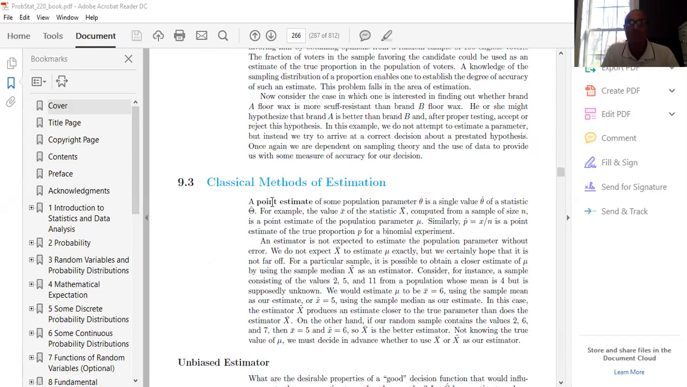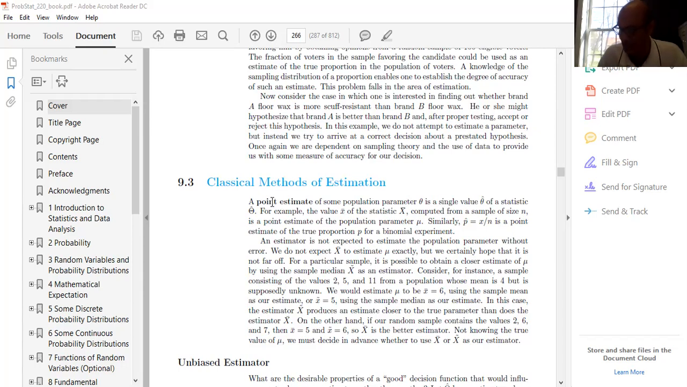A point estimate of some population parameter theta is a single value theta cap of a statistic, script theta cap. Script theta cap is the statistic, and the single value of that is theta cap. For example, the value x bar of the statistic X bar computed from a sample of size n is a point estimate of the population parameter mu. Similarly, p cap equal to x by n is a point estimate of the true population proportion p for a binomial experiment.